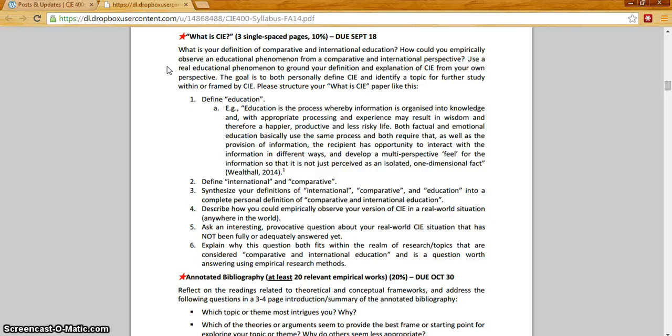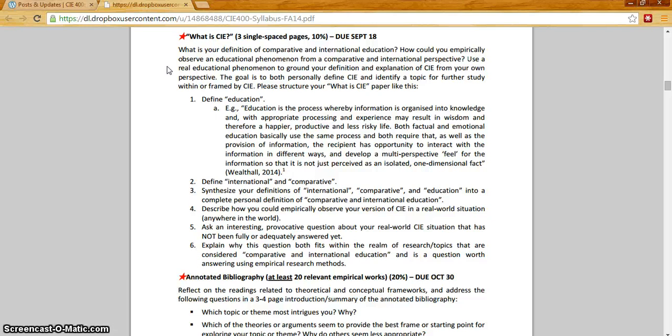So all of your written assignments and your presentation, they all thread together. They all build on one another. Quite frankly, the idea is that by the time you're at the end of this, it's all one big assignment. It's just broken down into parts. But the first part is for you to think about what is CIE.